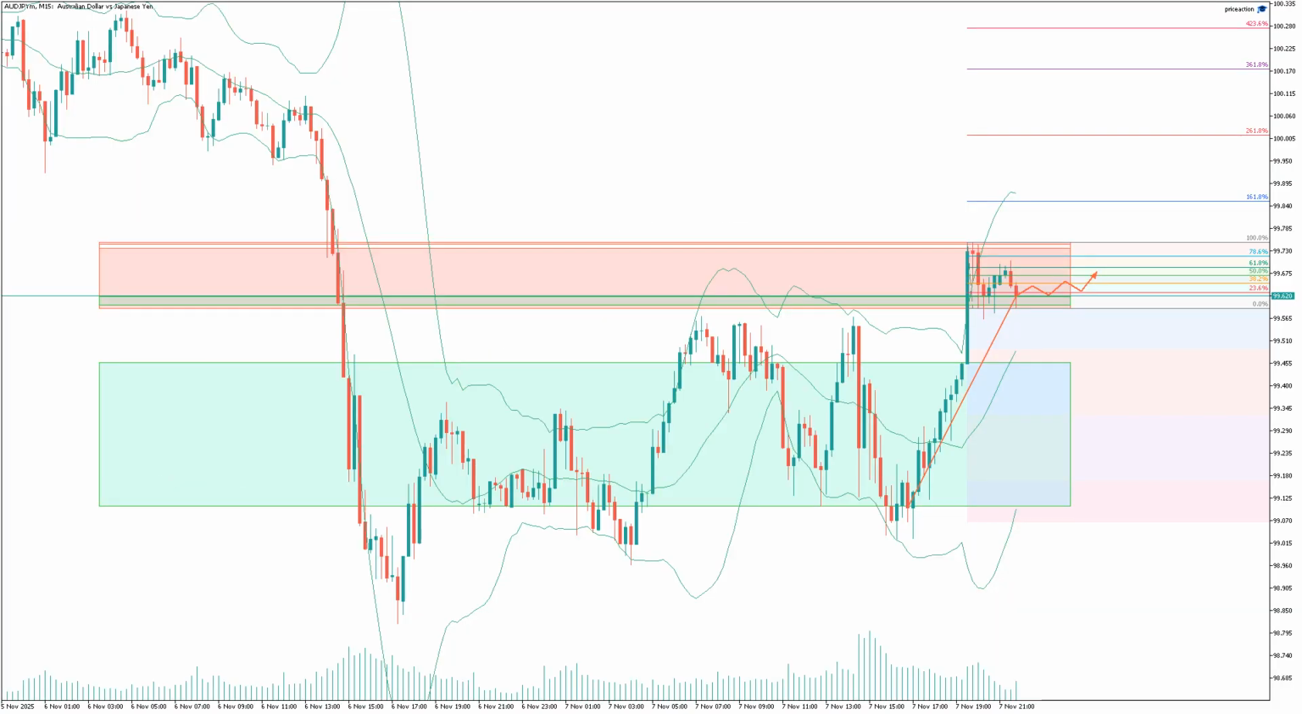This price congestion at the lower end signifies a turning point where buyers actively defended the level, establishing it as a significant area of interest for potential reversals or consolidations.